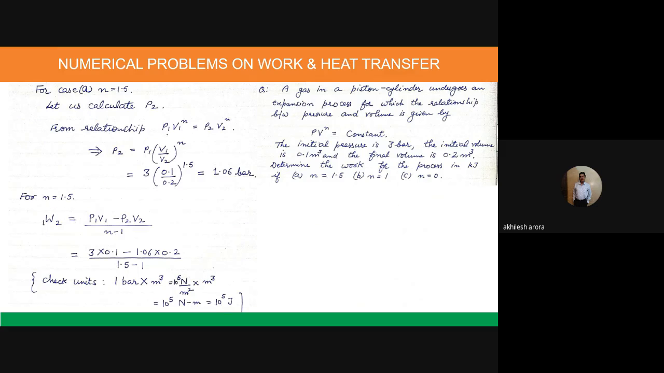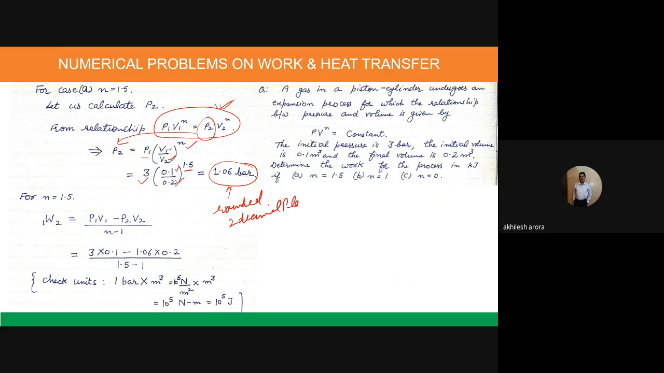So we have the relationship P1 V1 raised to power n is equal to P2 V2 raised to power n. And from here we can calculate the value of P2, which will be given by P1 (V1 by V2) raised to power n. So P1 is 3 bar, volume V1 is 0.1, volume V2 is 0.2, raised to power 1.5, and we get this particular value of pressure, which is 1.06 bar. This has been rounded to two decimal places.